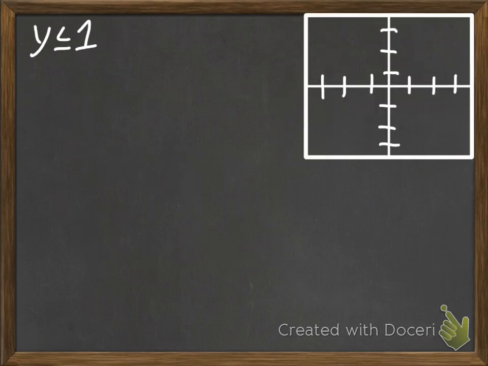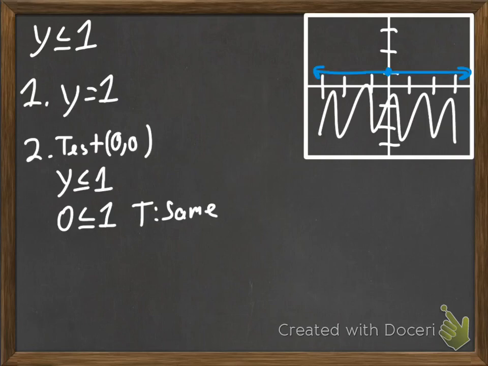And the final example is y is less than or equal to 1. So go ahead, pause the video, and graph this inequality. Alright, so we did get y equals 1, we tested 0, 0, and we got that it was true. So go ahead, review this example with your group, pausing the video, and then you're done with this lesson.